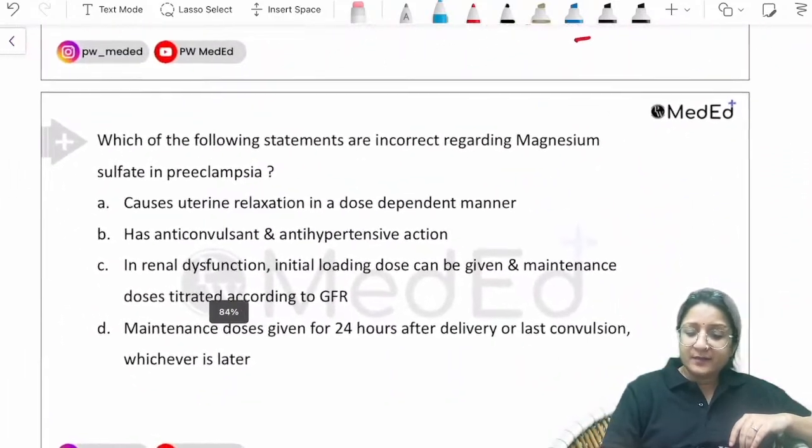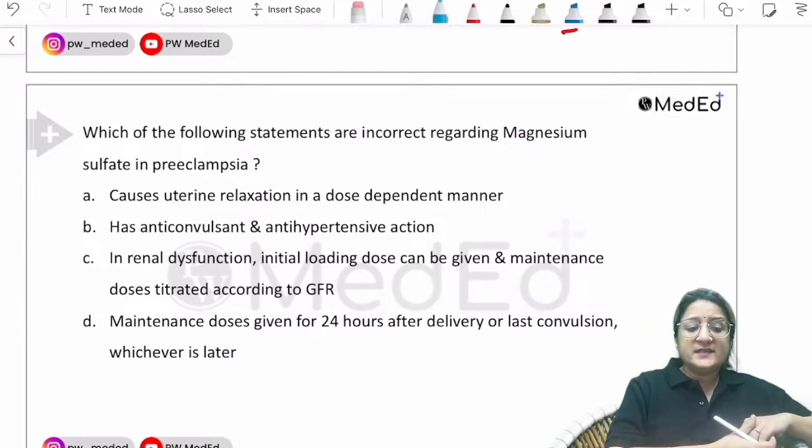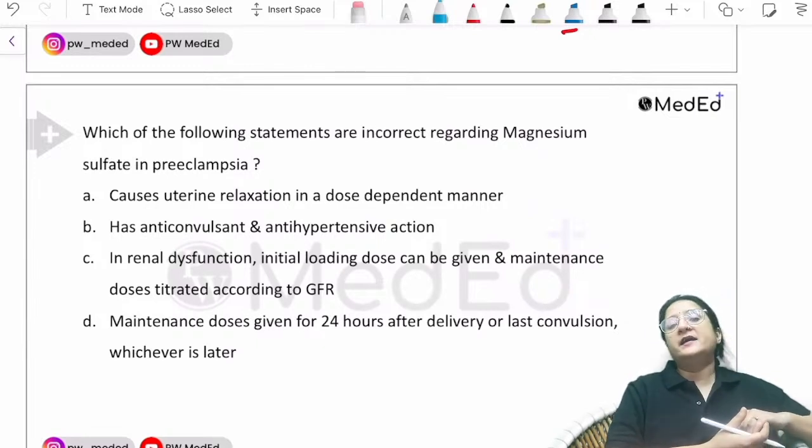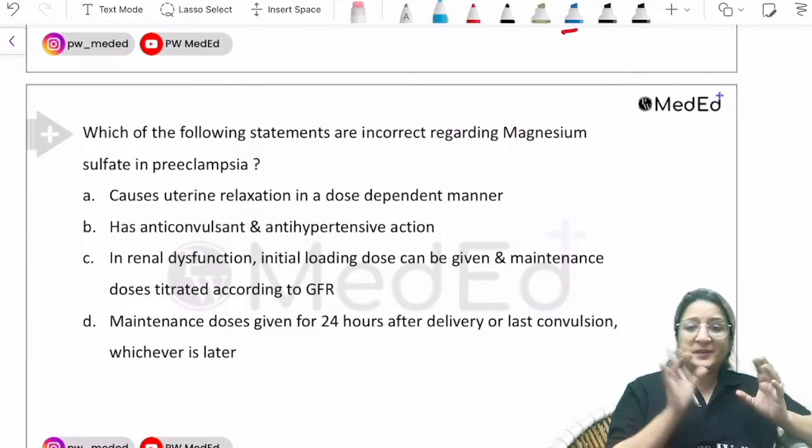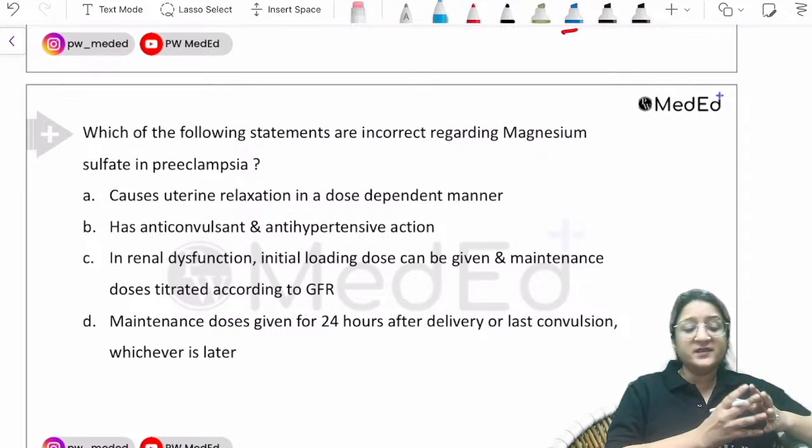Now, moving on, let's come to the next question. Which of the following statements are incorrect regarding magnesium sulfate in preeclampsia? Previous year INI-CET MCQ. It causes uterine relaxation in a dose-dependent manner. That's correct.